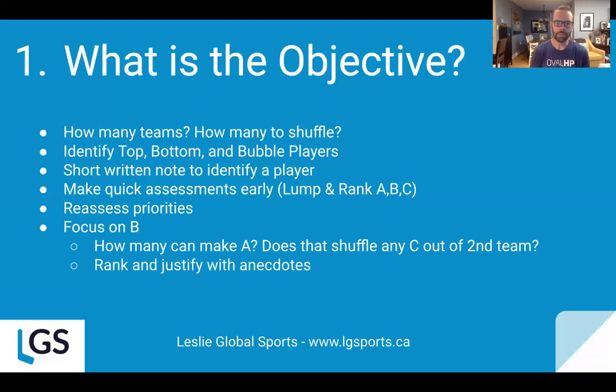In that B group, it's really important to have some notes. If you can rank them and have some anecdotes, for example, wow, strongest shot on the team, or incredible passer, or clearly the fastest skater in the scrimmage. Some anecdotes that help you justify your ranking are really important.